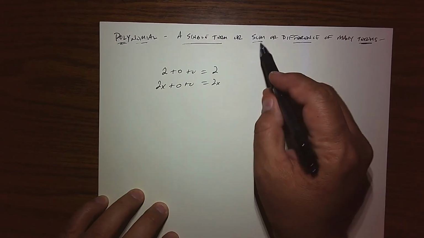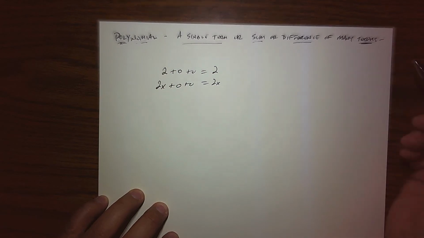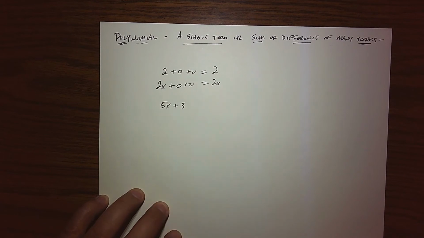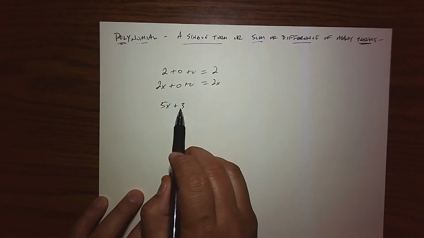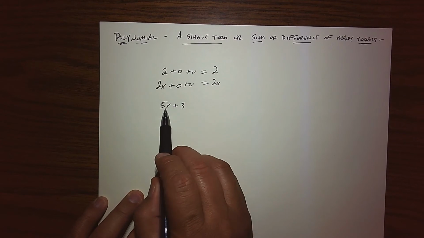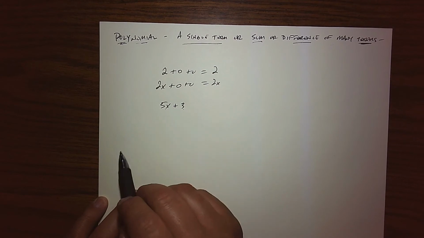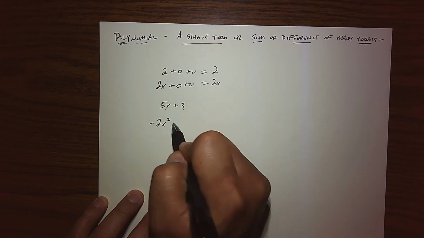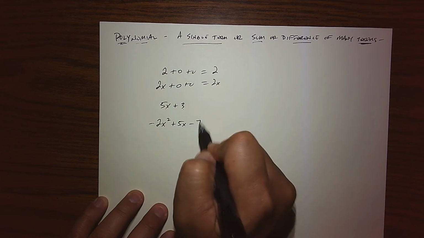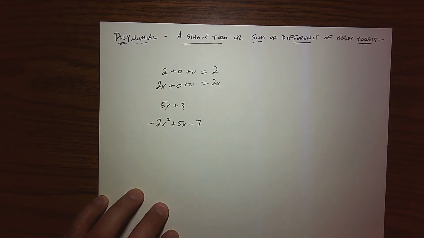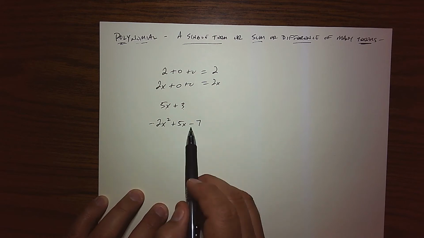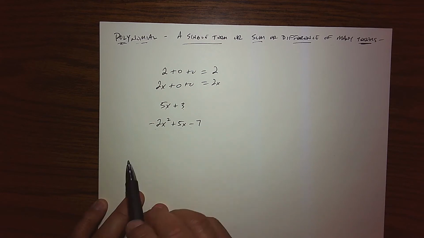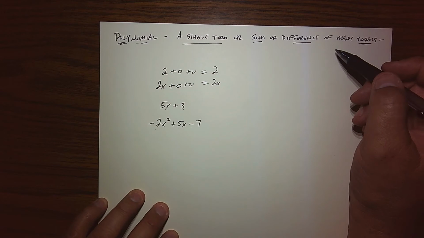But looking more at sums and differences, getting a little more creative, we have something like 5x plus 3. This also is a polynomial because I'm taking the sum of a term and another term. Maybe I have negative 2x squared plus 5x minus, let's say, 7. This is another example of a polynomial because I'm adding and subtracting. There's a term, there's a term, and there's a term. So in this case, we have 3 terms, and we're adding and subtracting them.